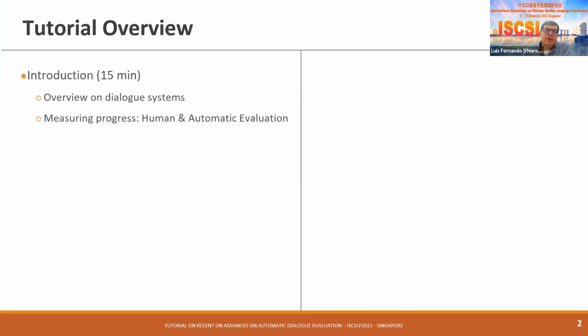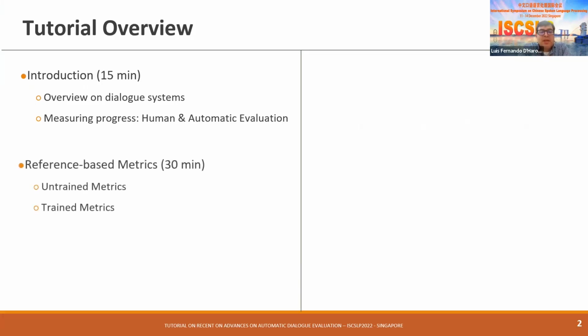This is the overview. First, we will go through an introduction. What is a dialogue system? How do we measure progress on dialogue systems? Especially, we will focus on human and automatic evaluation systems or models. Then we will have two main components, two different types of evaluation metrics. One is what we call reference-based metrics. We will see those metrics that require training and those that do not require any training at all. We will be spending around 30 minutes for this part of the tutorial.